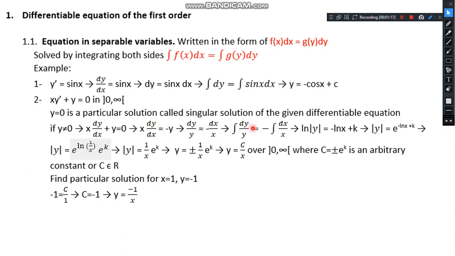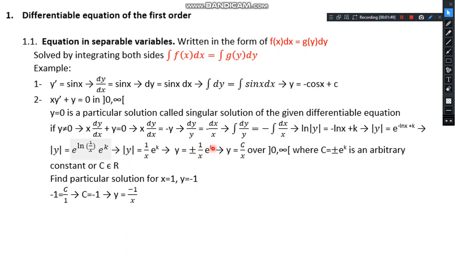You integrate both sides. This is called separable variables. So ln absolute value of y equals minus ln x. Here we said x is bigger than 0, so we don't put absolute value, plus k. Now I want to find y, so y equals e power minus ln x plus k. If you remove the absolute value, put plus or minus. Minus ln x can be written as ln 1 over x, times e^k, and e power ln 1 over x is 1 over x, and you have plus or minus 1 over x e^k.